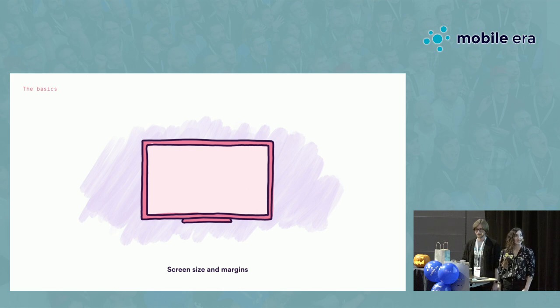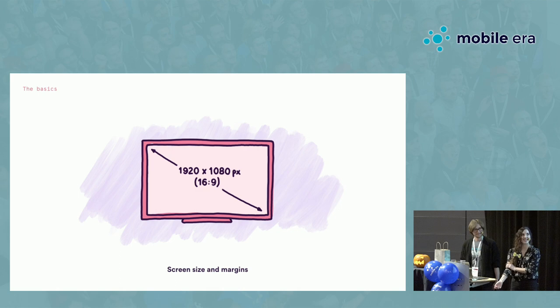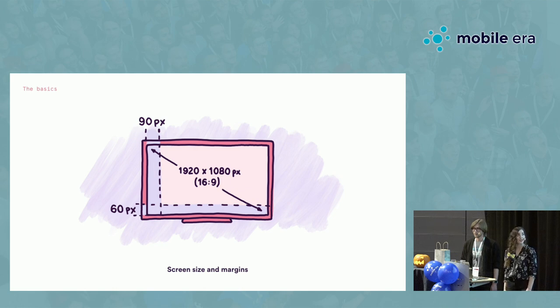When designing for tvOS, you only need to think about one screen. And this is a thrill compared to mobile and desktop, where you have to consider many different screen sizes. So design with the screen resolution of 1920 by 1080 pixels. Another thing to keep in mind is that unintentional cropping can occur on older TVs. So keep the main content of your app away from the edges. A great rule is to avoid 60 pixels from the top and the bottom and 90 pixels from the sides.